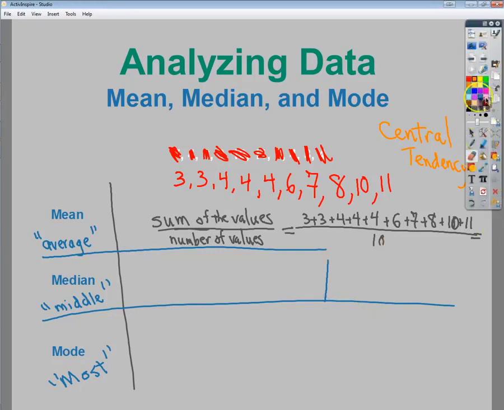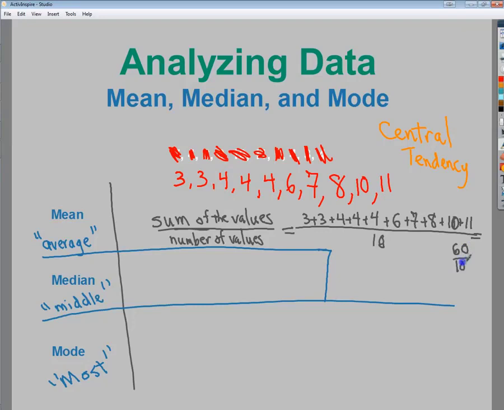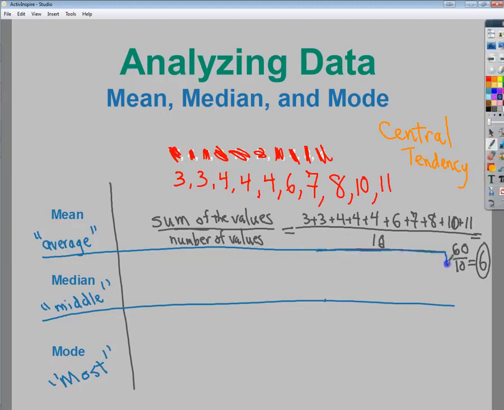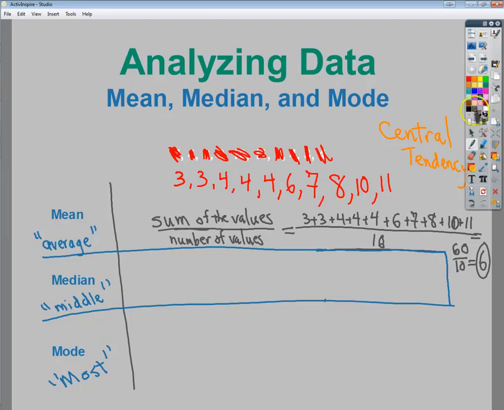So anyway, I end up with a numerator value of 60 over 10. So my mean value is 6 right there. That's how that setup works. Now the median number would be the middle. Oops, I meant to do that in blue. There we go. So the median number would just be the middle.